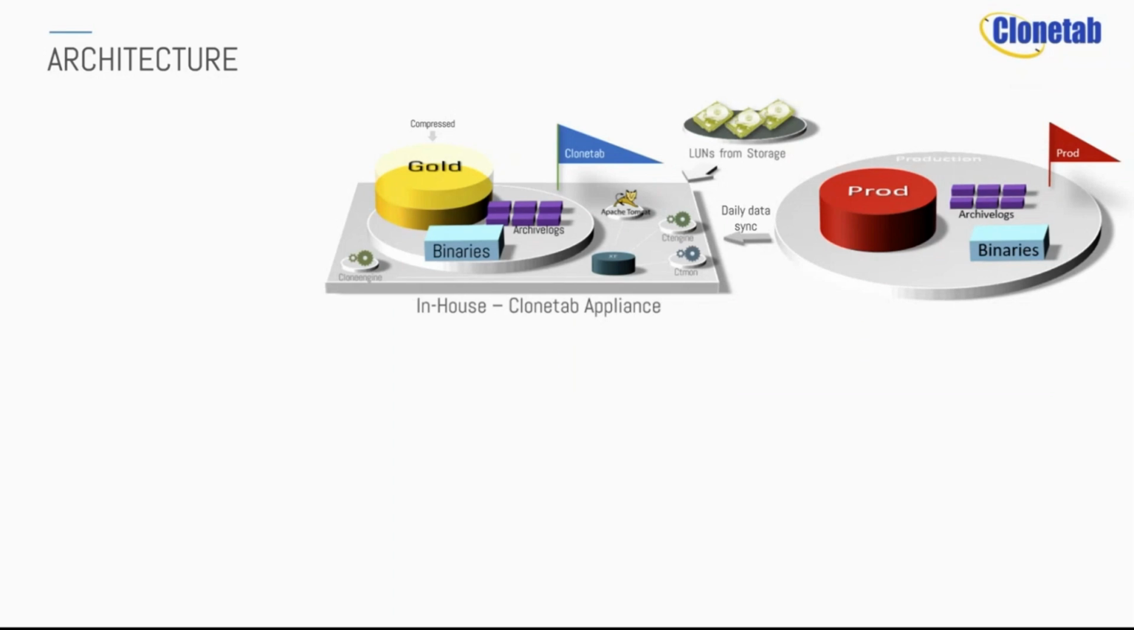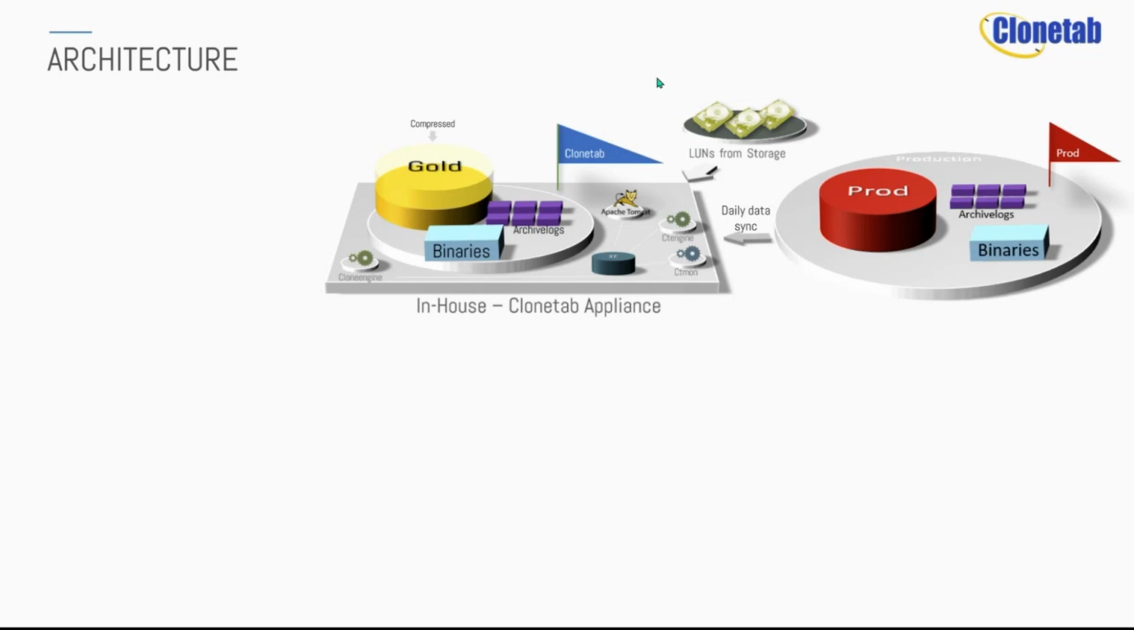Now, once you have all of this, the very first time you are going to register your production as a source, and then you invoke a full backup, which is similar to your regular RMAN backup. And we read the data and then compress it, and we call it the gold image. So basically it is getting backed into your storage. It could be NAS, it could be SAN, it could be your cloud storage, whatever it is.